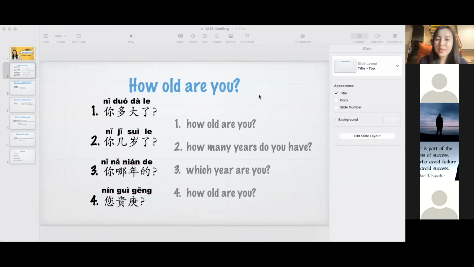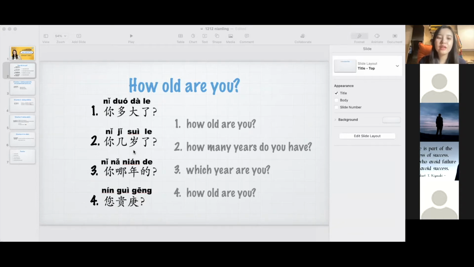So first, 你多大了? How old are you? Usually you're asking people who are younger or the same age as you. 你多大了? And the second, 你几岁了? Because the character 几 here means several, usually numbers less than 10. So 你几岁了 is designed for children.